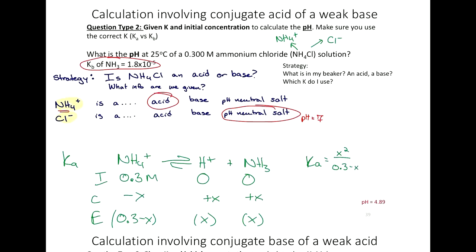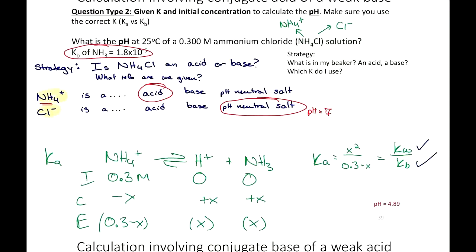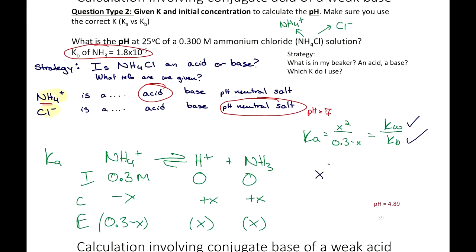Do I give you Ka in this question? Not quite. I give you Kb, but how are Ka and Kb related? By Kw. So I don't directly give you Ka, but we can solve it. It's Kw over Kb that is given. I do know those numbers. All right? So let me just put it all together now. So X squared over 0.3 minus X equals 1 times 10 to the negative 14 over the Kb that's given, 1.8 times 10 to the negative 5.